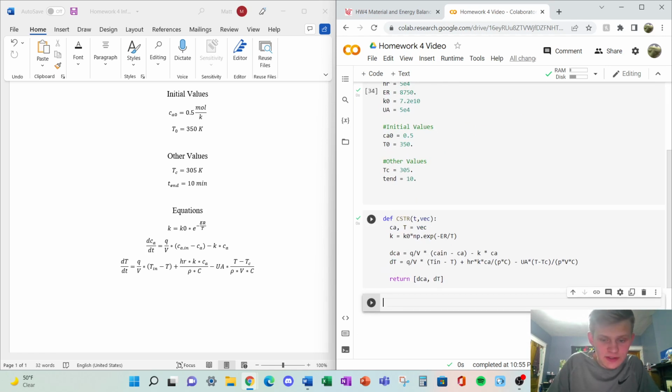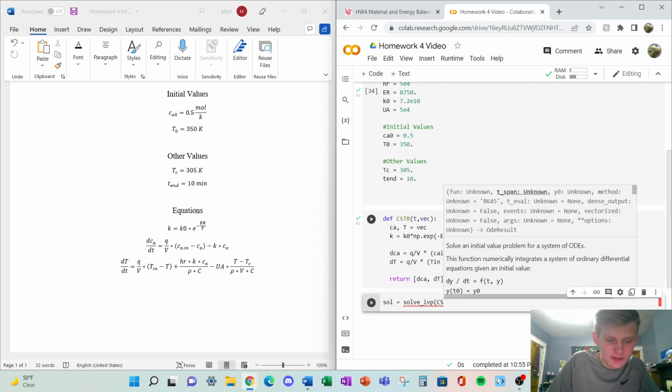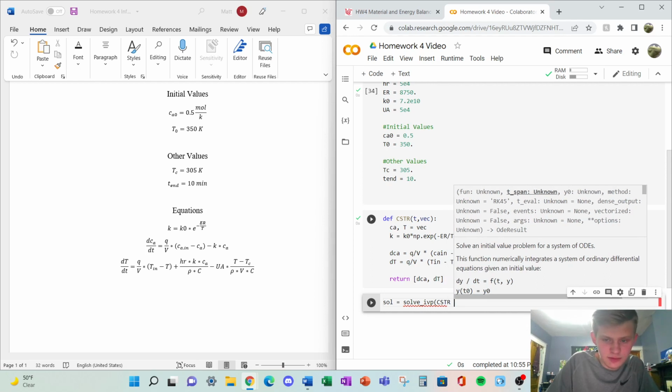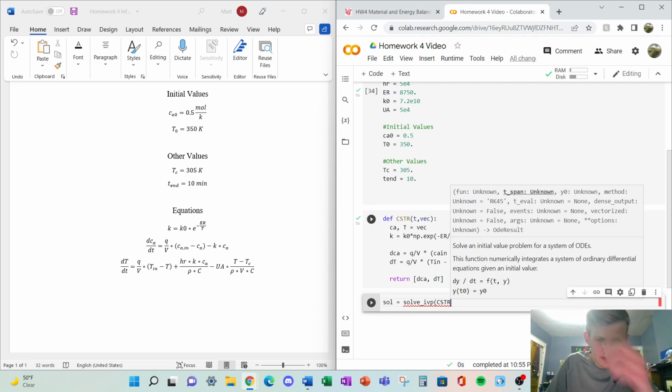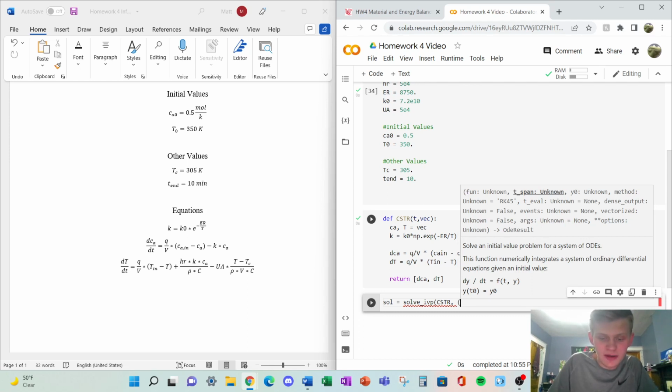What we want to do is name our integration function. So sol will be our solve IVP function. Our function we're going to plug in is our function from here, our CSTR, or constantly stirred tank reactor. The next thing we want is our T-span, or the span of time that is going to pass within our integral.